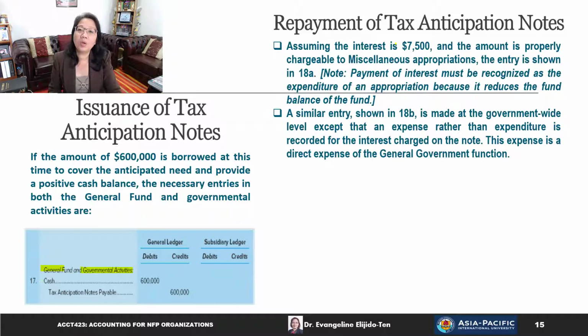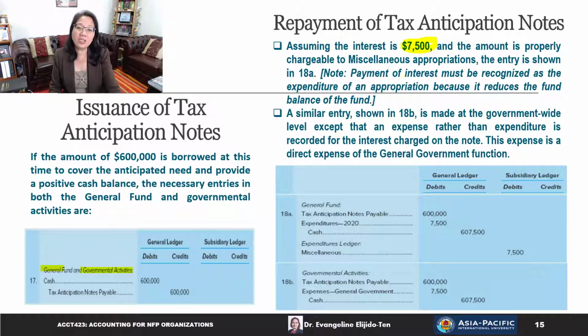Now let's suppose that $7,500 in interest is to be paid once we have to pay the $600,000. All right. So in the general fund, our journal entry would be to debit the tax anticipation notes payable. So we now will be reducing the liability for $600,000, and we will now be debiting expenditures for $7,500, which is the interest, all right, that we have to pay, and credit cash of $607,500.